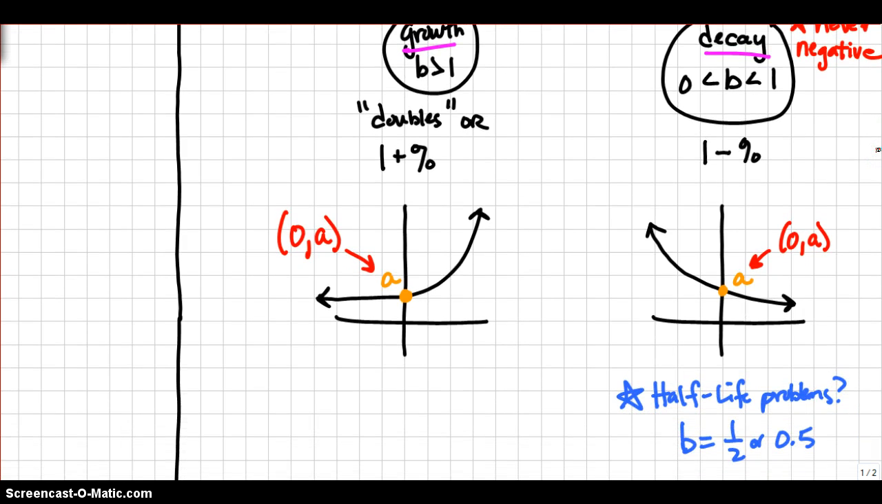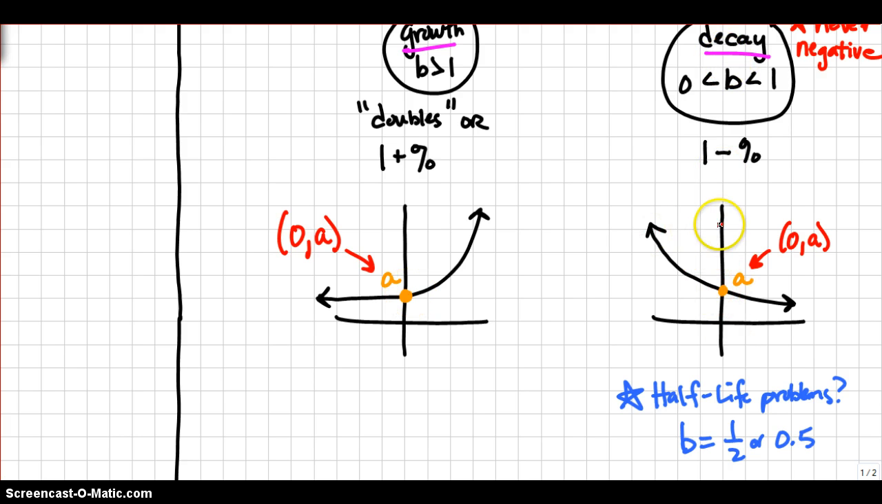Graphically, when you're working with a growth situation, the graph will be a curved line called an exponential curve, and it'll go up from left to right. The a value, the starting amount, is where it crosses the y-axis, so that will be the y-intercept. This is also true in a decay situation.